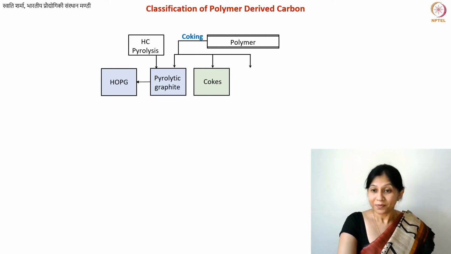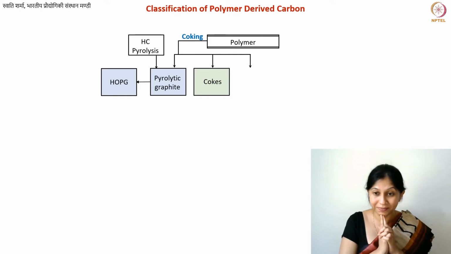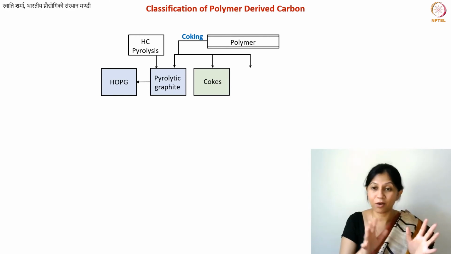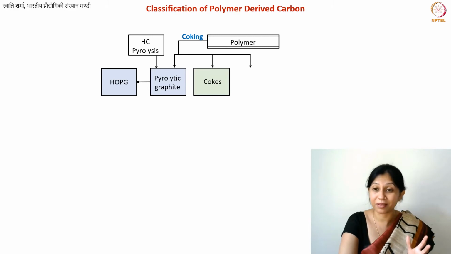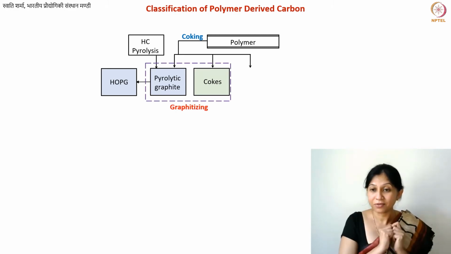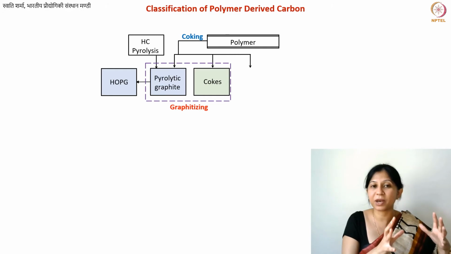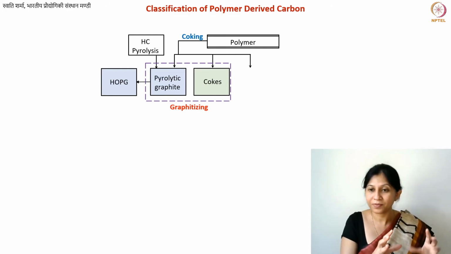Now, coking will also give you some cokes. But as I said, cokes are again a range of materials. It's not one unique material. Some of them will give you different types of carbons. So you get cokes by coking. Some cokes, for example needle coke, will definitely give you a graphite. So I've classified these pyrolytic graphite and cokes. Some cokes will give you graphitizing carbon.